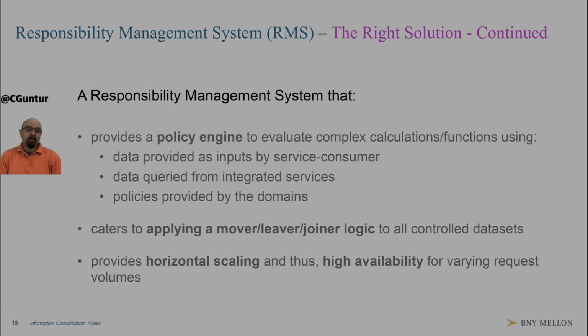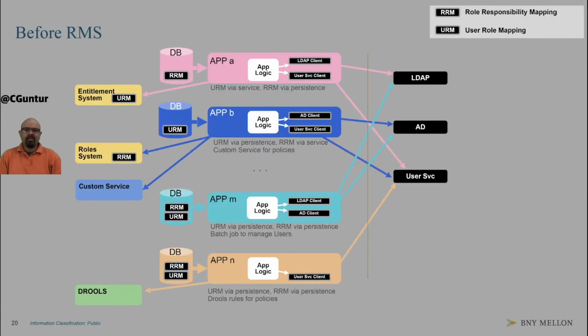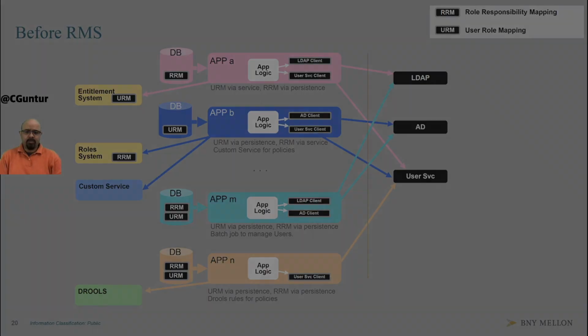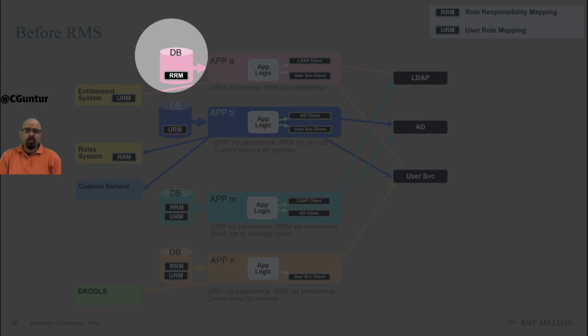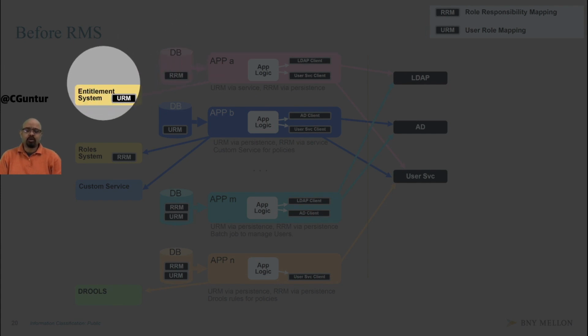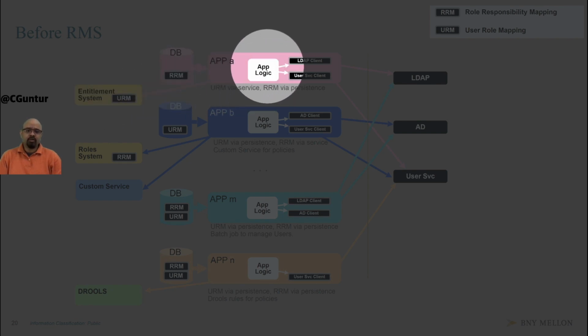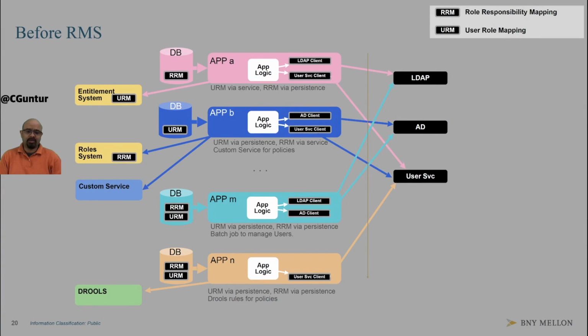Let us now take a quick visual at how this looks. Here are a few applications that we listed out. These are not an exhaustive list of types of applications, but a few samples of how applications look prior to RMS being introduced. Now, the first application you notice is in pink, where the role responsibility mappings are stored in a local database, while user role mappings come out from an entitlement system that exists outside. The application holds the entire logic to evaluate the policy and make decisions. It connects to other integrated services in order to get its information.